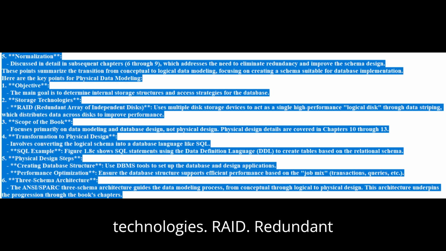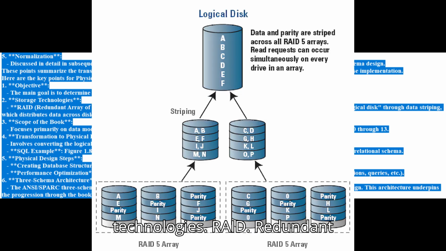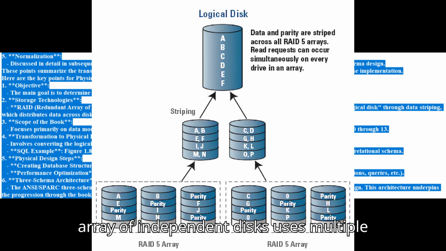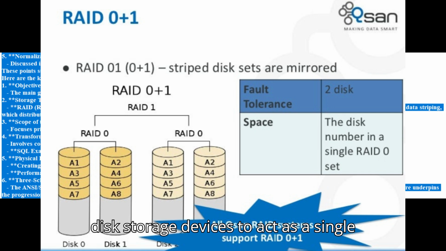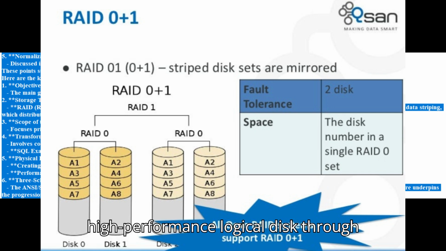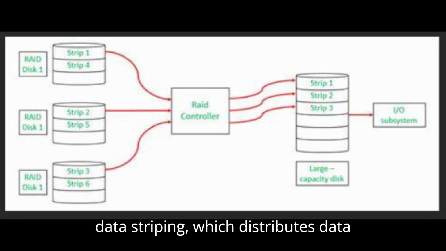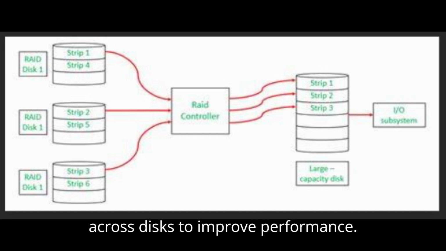2. Storage technologies. RAID, redundant array of independent disks, uses multiple disk storage devices to act as a single high-performance logical disk through data striping, which distributes data across disks to improve performance.